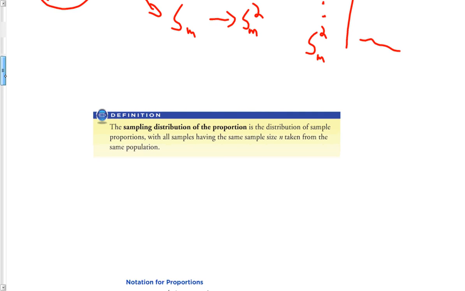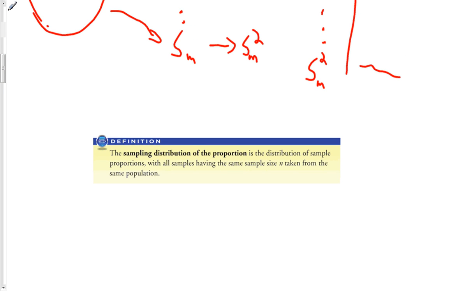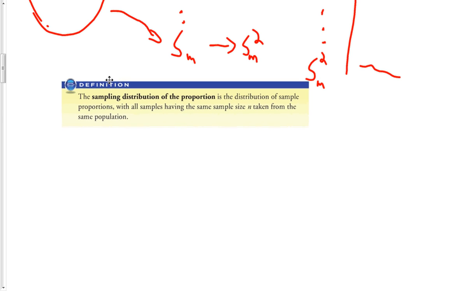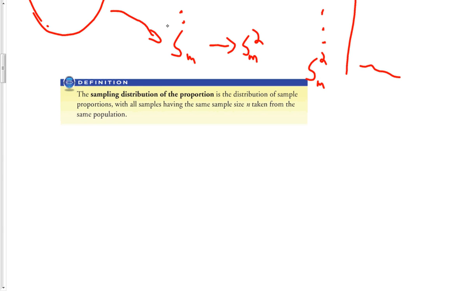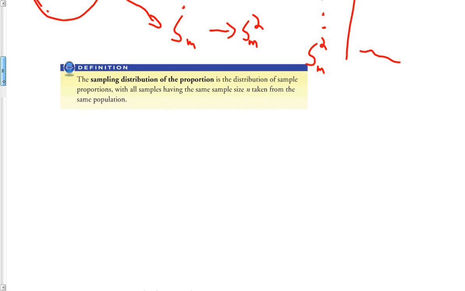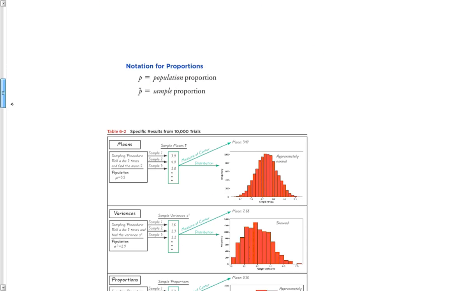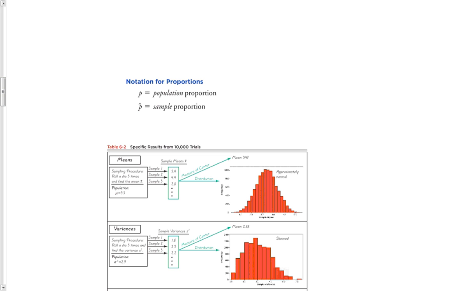And of course, the last thing here is the sampling distribution for the sample proportion. And we do the exact same thing, except instead of calculating the sample variances, we would calculate the sample proportion, and then we'd make a probability distribution out of that. So the sampling distribution of proportions is doing the exact same thing, we just symbolize it for proportions instead of means or variances. Okay, so this is the notation that we're going to use for proportions.